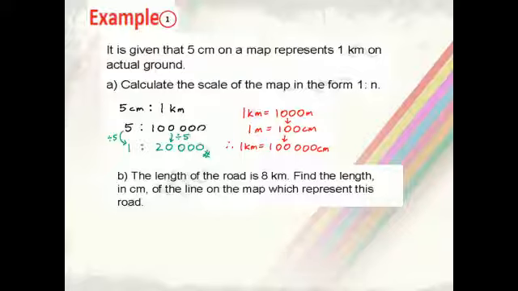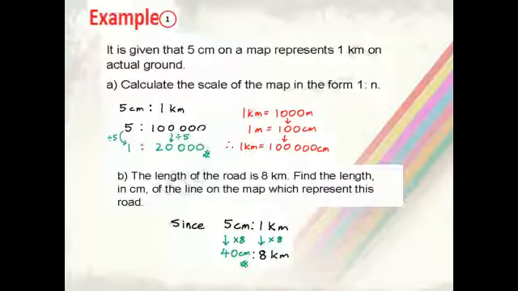Map distance is equal to actual distance divided by the scale factor. What is the actual distance here? 8. What is the scale factor here? It is given, 5. So 5 multiplied by 8, the answer is 40. Here also the unit is 1 kilometer and 8 kilometer. No need to convert.